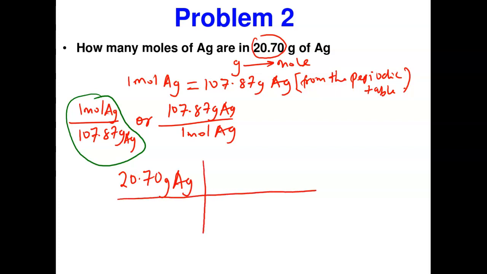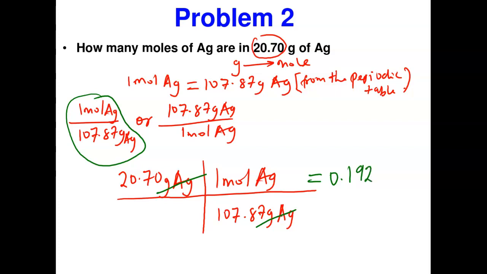I'm going to try to draw a table. Now, I'm going to use this, and that makes sense because if you look at it, this is going to be down, and it will easily cancel with this one. So this is going to be 107.87 grams of silver, and then 1 mole of silver. What it means is that grams of silver cancels grams of silver. And when you put this into your calculator, you're going to get 0.192 moles of silver. That is the answer you get.